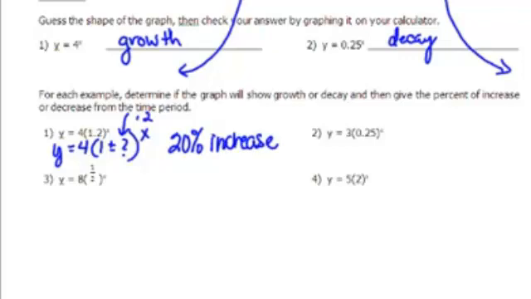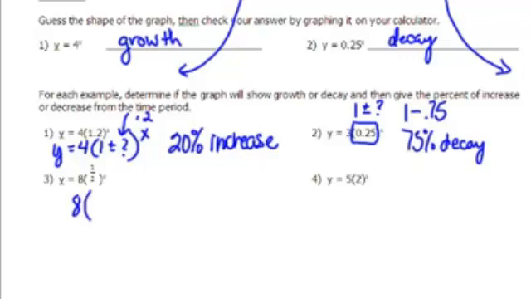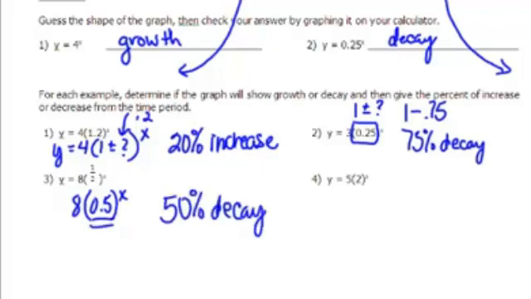So why don't you try the next 3 on your own and come back and check with me. Number 2, this number here is going to have to be 1 plus or minus something. Well, if I think about that, it would have to be 1 minus 0.75 to get 0.25, right? That's 75% decay. Number 3, 1/2. Well, that's the same thing as 8 times 0.5 to the x. 0.5 to the x would have to be a decay of 50%. 2 to the x would have to be 1 plus 1, or growth of 100%. Remember, we're in percents here.